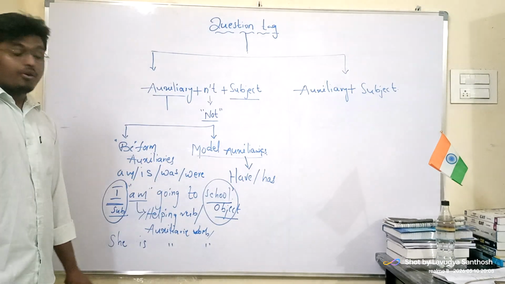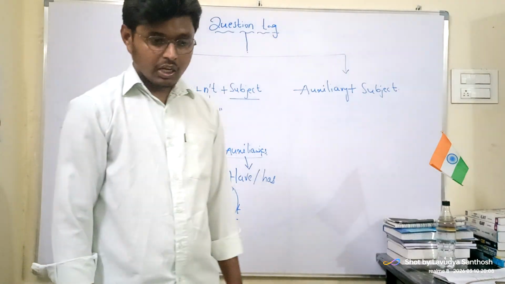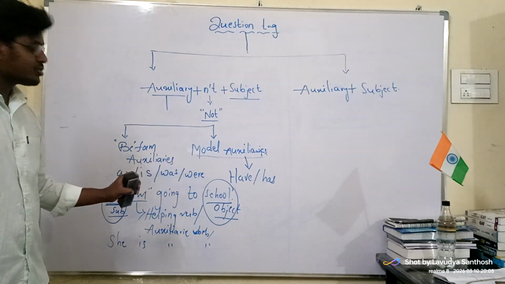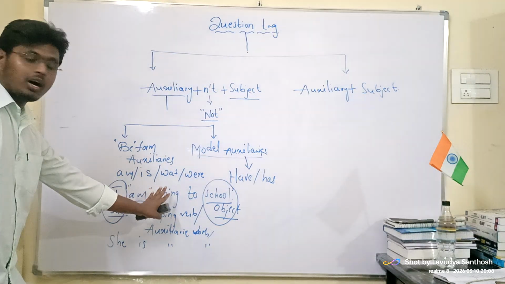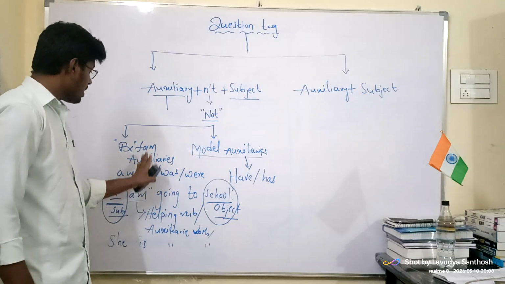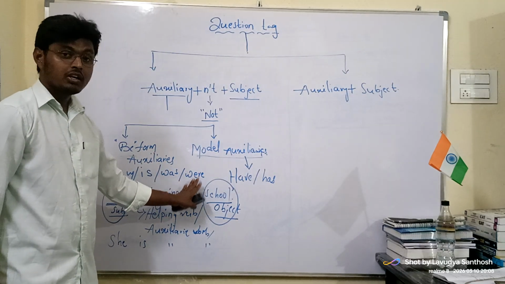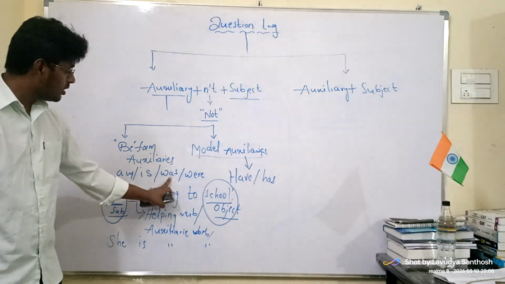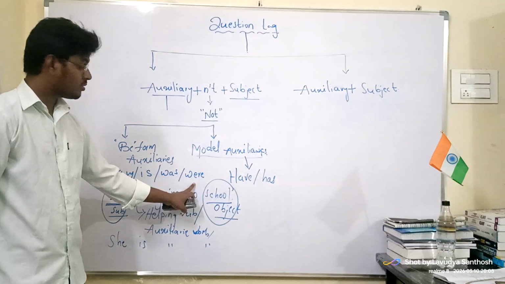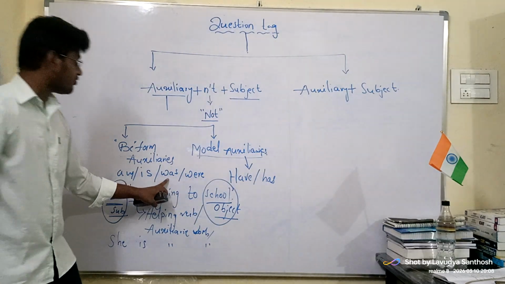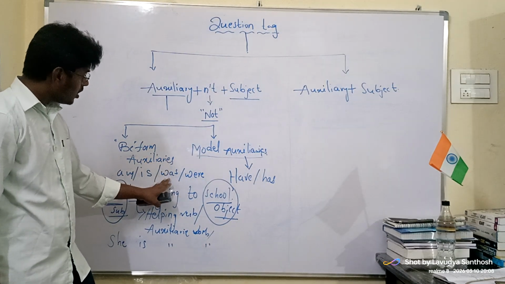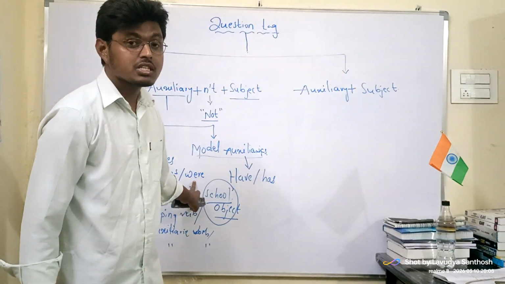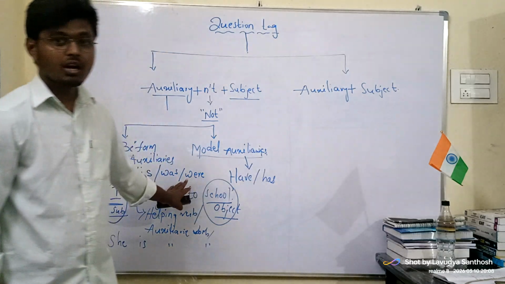Now, I was in the school yesterday. This is a be form auxiliary. We were in the school yesterday. Nothing but the past form of a singular verb, singular subject, and the past form of plural subjects. Here, singular and plural depend upon the number of counting.